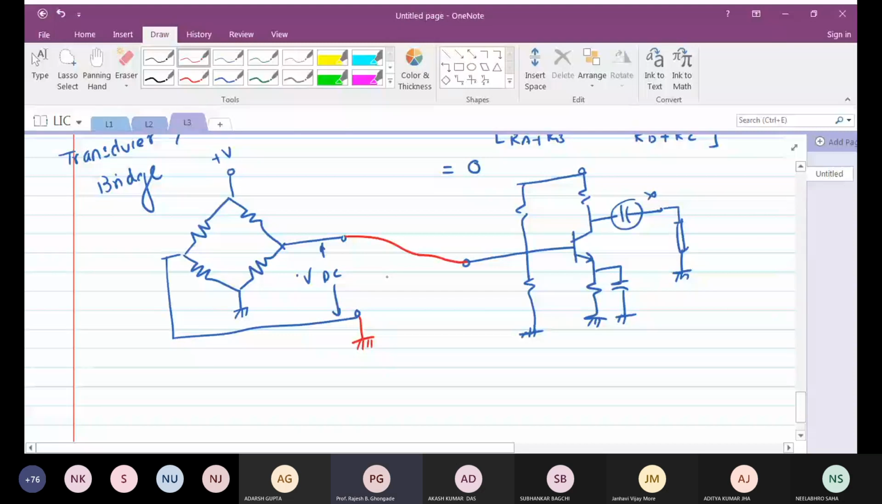See the bridge carefully. One end of this resistor is connected to ground. Okay? Another end of this resistor is also connected to ground. So what will happen to this resistor, this particular element?